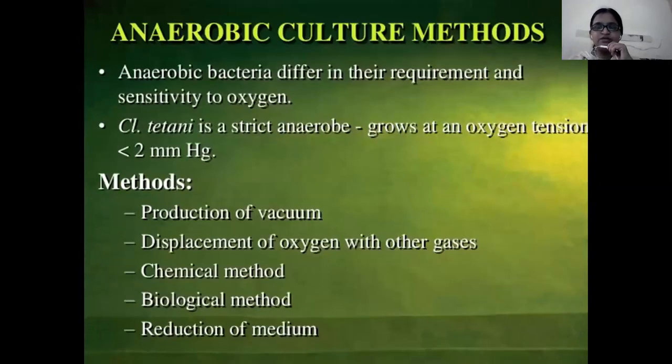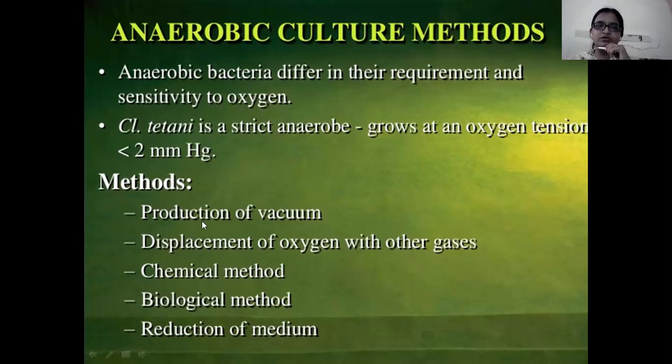And coming to the anaerobic culture method, anaerobic bacteria, they differ in their requirement and sensitivity to oxygen. As the name is suggesting, they do not want oxygen. Example is Clostridium tetani. It is a strict anaerobe, and if we give any oxygen, it will die. Okay, grows at an oxygen tension less than 2 mm of mercury.